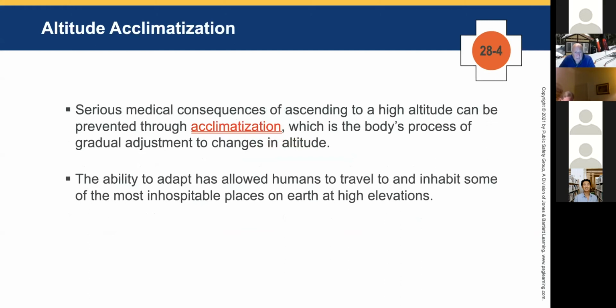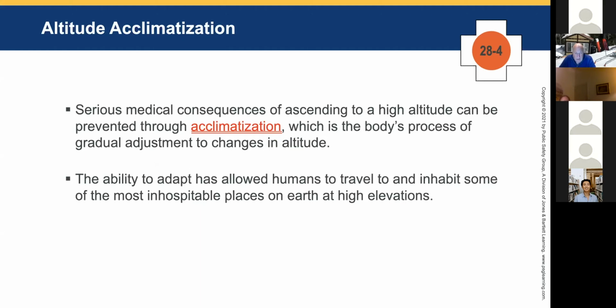Serious medical consequences of ascending to a high altitude can be prevented through acclimatization, which is the body's process of gradual adjustment to changes in altitude. Now, if we were in Colorado, I would say, come on in from Texas, spend a night or two in Denver, at 5,000 feet, before you come up to the ski area. Don't just go straight from Dallas to the airport to the ski area. You may have a problem.